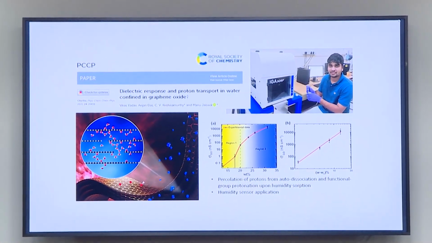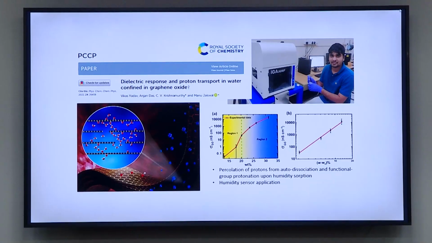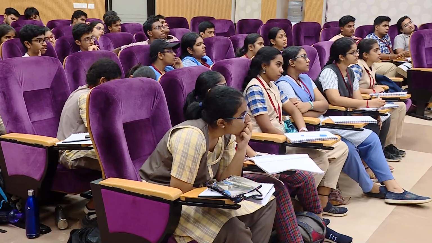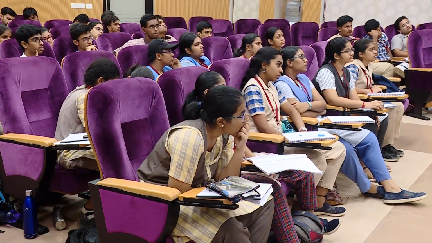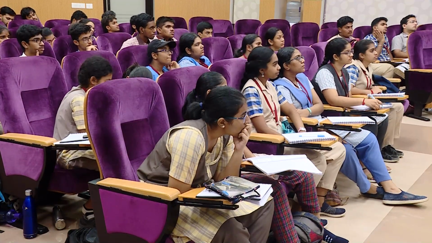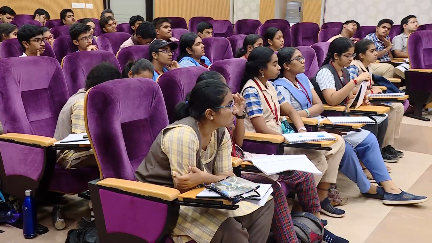When you add some humidity to this system, which is like providing protons, because water can auto dissociate but can also interact with this material, which can release some protons from the functional groups, and that will cause more conduction of ionic type. Like normally you have heard of electrons conducting, but protons can also conduct.